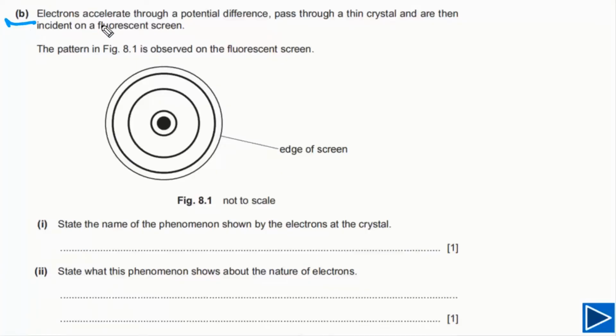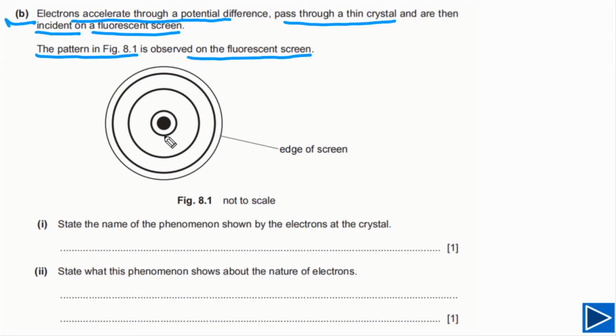For part B, it is given that electrons accelerated through a potential difference pass through a thin crystal and then are incident on a fluorescent screen. The pattern in figure 8.1 is observed on the fluorescent screen. Means electrons pass through the crystal and we observe these circles, this kind of pattern. For part B1, we need to state the name of the phenomenon shown by the electrons at the crystal.